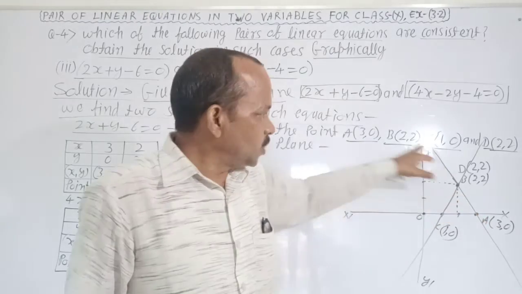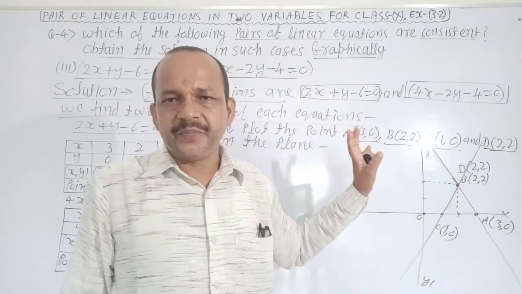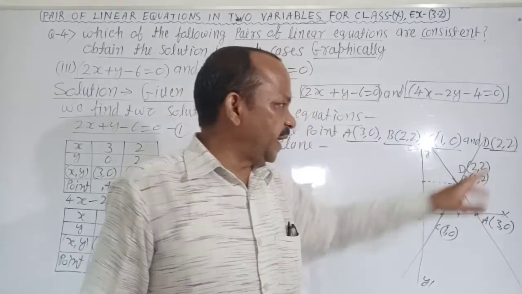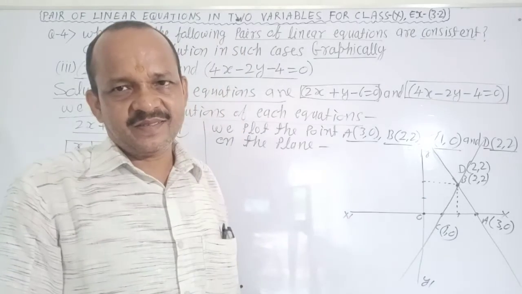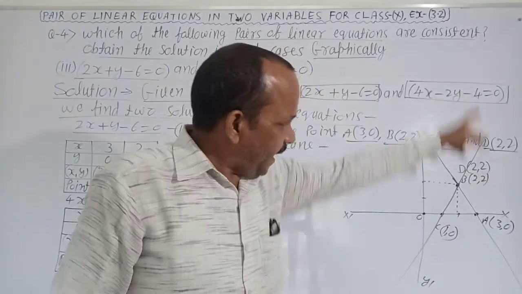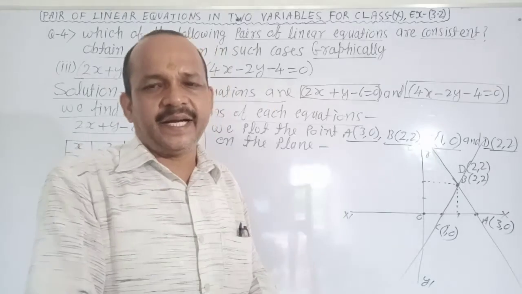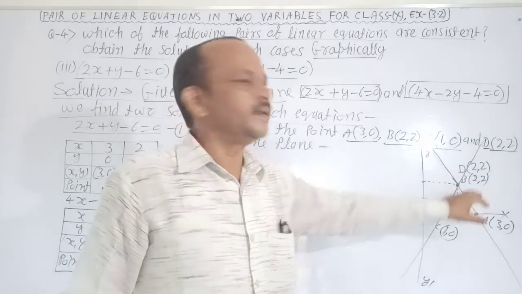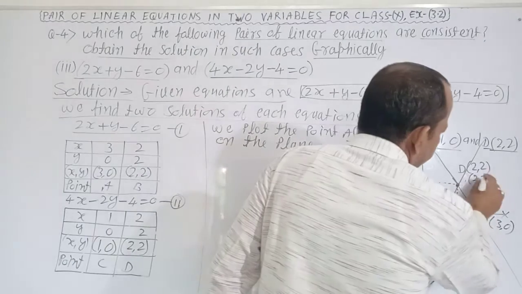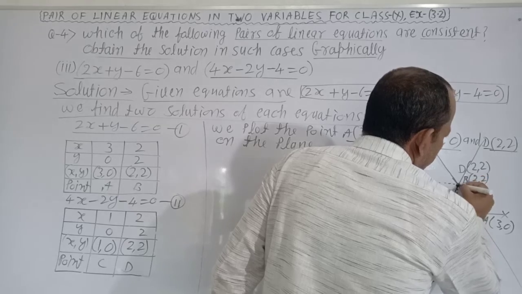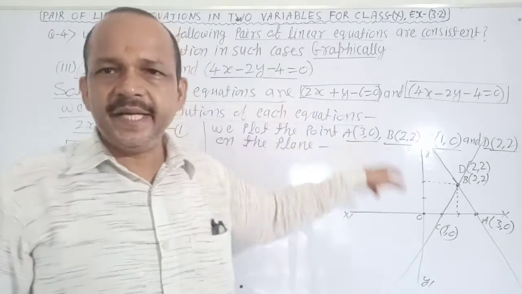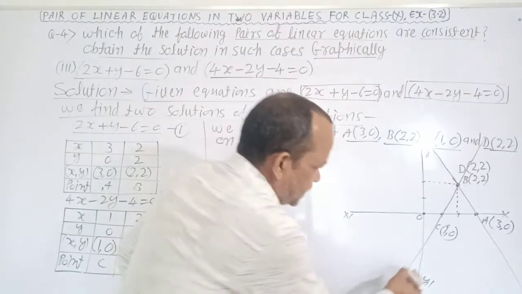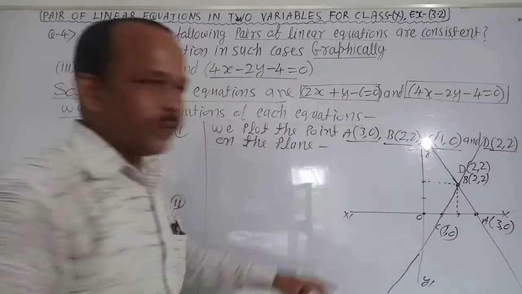It is clear? You plot points A, B, C, D on the Cartesian plane. You find points B and D at the same place. Line AB and line CD intersect each other at the same point B and D. Clear? No confusion about it. It shows intersecting lines.